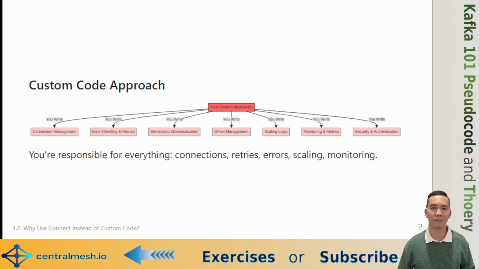With custom code, you are responsible for everything. You need to handle connections, retries, error handling, serialization, offset management, scaling, and monitoring. Every integration requires writing, testing, and maintaining code. Every piece of this is your responsibility. If something breaks, you debug it. If you need to scale, you build it. If you need better monitoring, you implement it. This takes significant development time and ongoing maintenance.